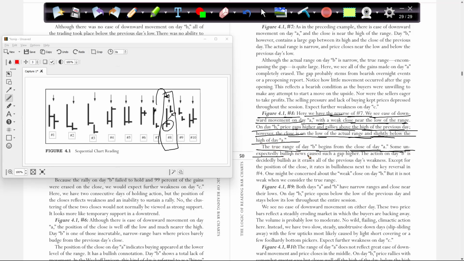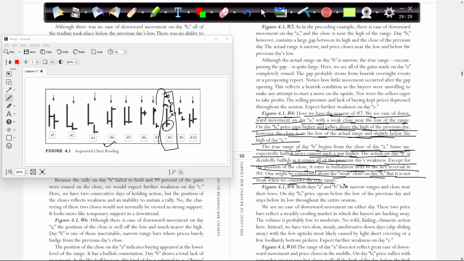Some unexpectedly bullish news caused such a gap higher. The action on day B is decidedly bullish as it erases all of the previous day's weakness except for the position of the close. It rates in bullishness next to the key reversal in number 4. One might be concerned about the weak close on day B, but it's not weak when we consider the true range.